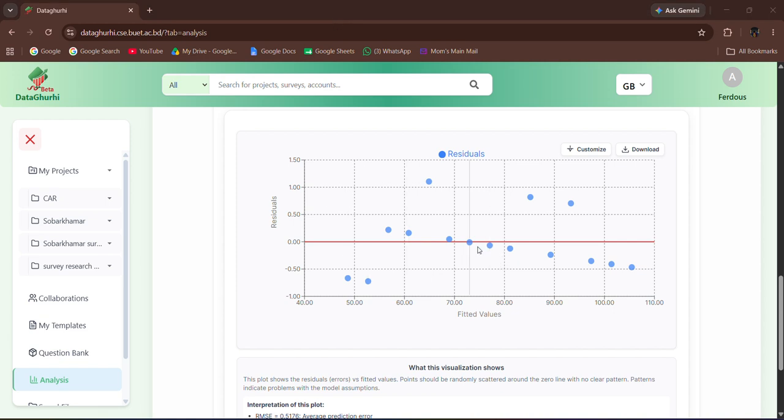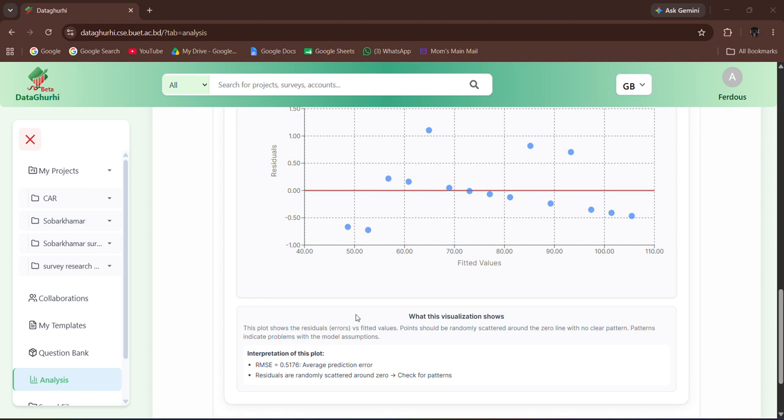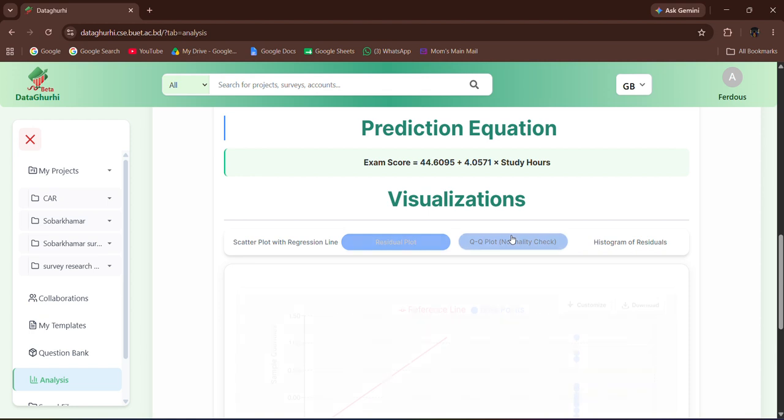Residual plot. The residual plot displays the prediction errors, called residuals, for each observation. Residuals are found with the observed score minus the predicted score. Here's the interpretation.